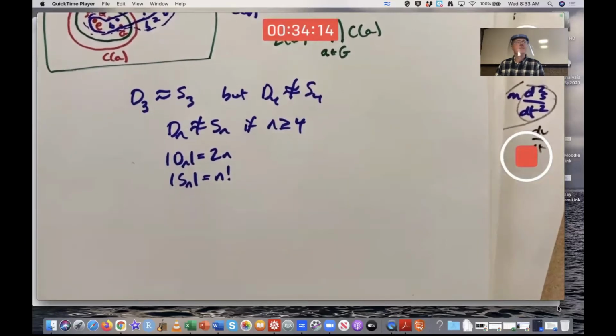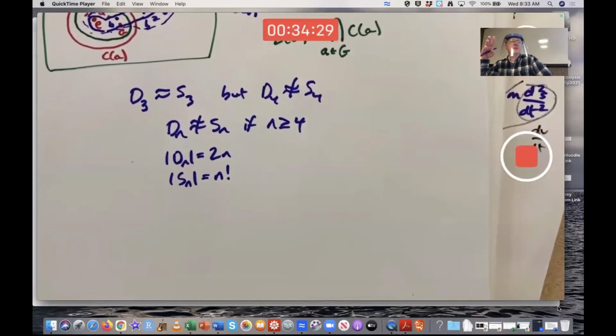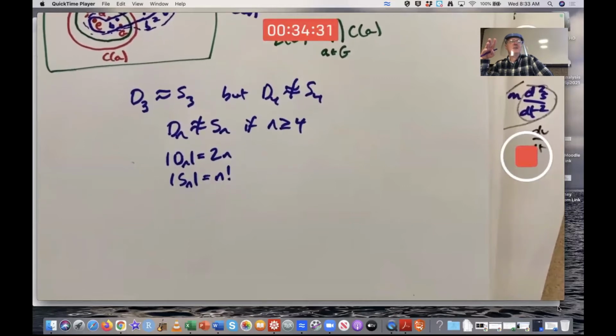Question? Explain what Sn is. Isomorphic means if you draw the Cayley table in an appropriate way, the structure is going to match up effectively. That's not the official definition of isomorphism, and we haven't gotten to that yet. That's chapter 6.